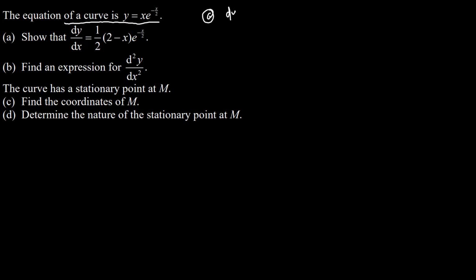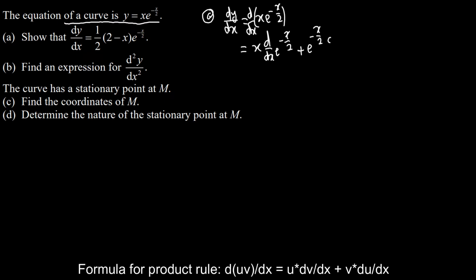If I write dy by dx, here are two terms, x and e to the power minus x by 2. If we apply d by dx, the two terms are in multiplication form, so we need to apply the product rule. If you don't know the product rule, please click on the I button from the top right to see the product rule in detail. So d by dx of e to the power minus x by 2 and d by dx of x.